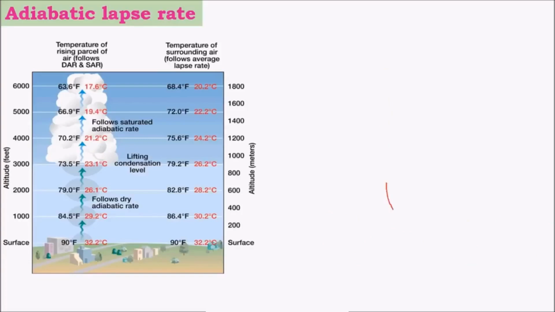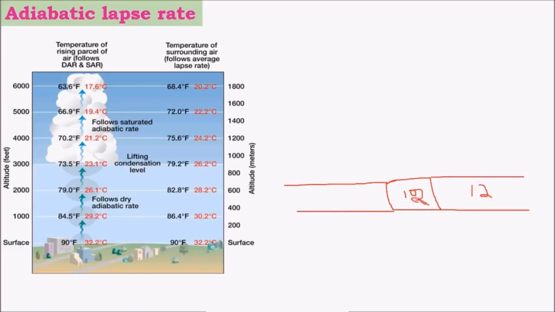So let us consider that this is a parcel of air which is at a pressure of 10 Pascal, or we can call, usually Pascal is a unit of pressure, not so important what it is. So, and let us consider the surrounding air at this layer which is at a pressure of 12 Pascal, or let us consider both being equal at 12 Pascal.